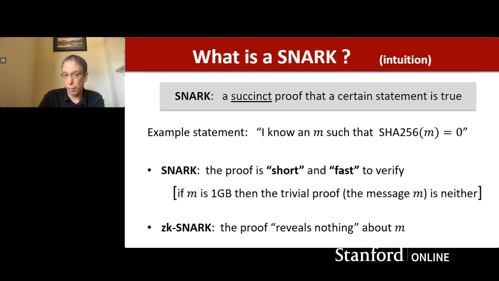Yeah, so it's kind of remarkable that snarks let you prove these really big statements with very short proofs that are fast to verify. Now, we can extend the notion of a snark using what's called a ZK snark. We can add zero knowledge to the property and require that the proof that I know such a message reveals nothing about the message M.